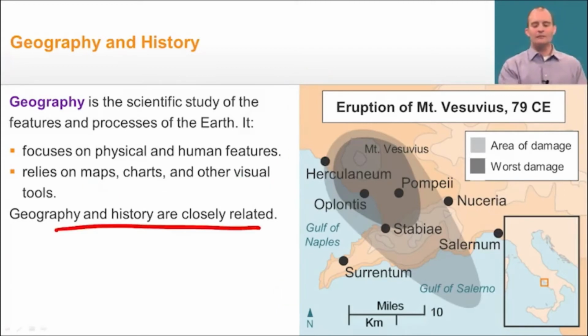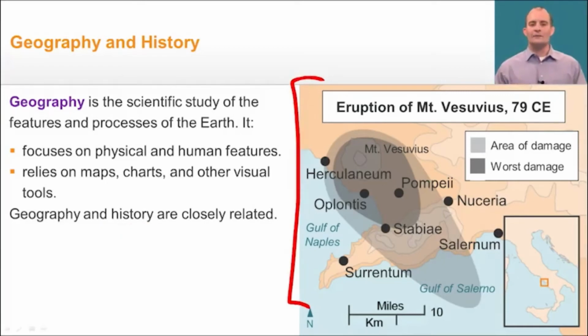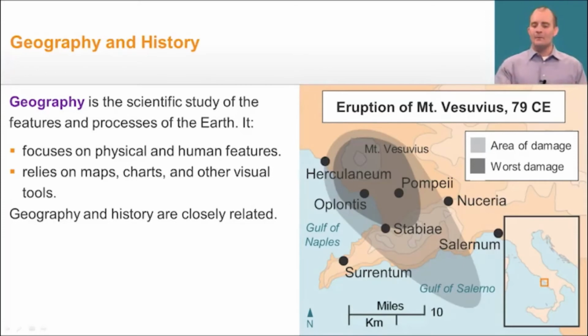Now, geography and history are very closely related. Let's take a look at this picture over here. Actually, this is a map. Now, it shows, as the title says, the eruption of Mount Vesuvius in 79. Do you remember what CE means? Well, that's Common Era. So this happened 79 years after the year 0. And you can see on this map in the key where the lighter gray areas are the areas of damage caused by the eruption of Mount Vesuvius, but the darker gray is where the worst damage occurred. For example, in Pompeii, that is where some of the worst damage occurred.